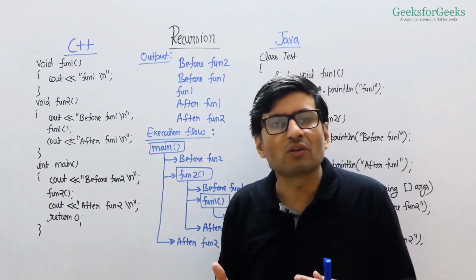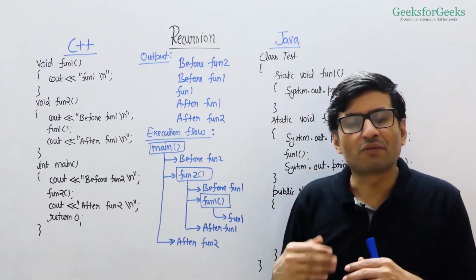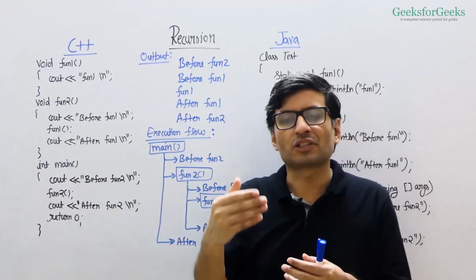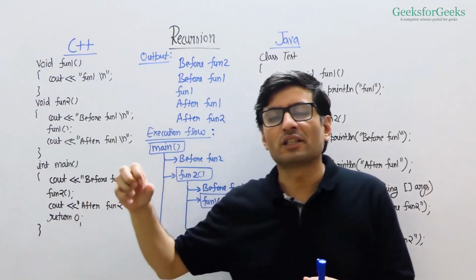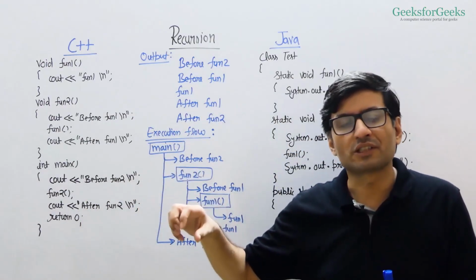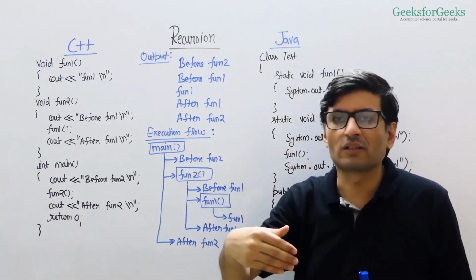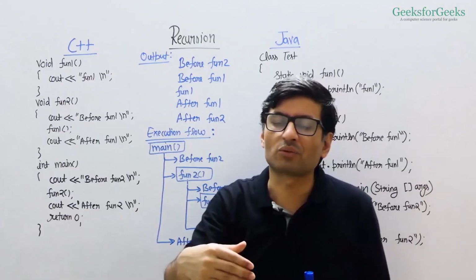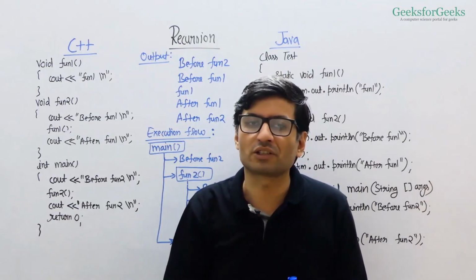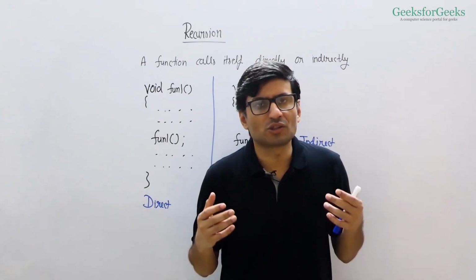I hope you now understand how function calls work. If there is a function which is calling another function, which is calling some other function, then the last called function finishes its execution first. It gives the control back to its caller. Then when the caller is finished, it gives control back to the caller of the caller, and this is how function calls execute. Now we understand how function calls work.